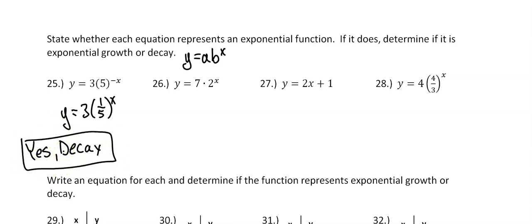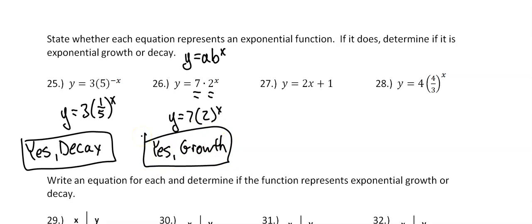because the b value is that proper fraction. So the answer here, yes, this one is, but it's decay. Okay, this one doesn't quite look like we normally would have it, because normally we'd have the parentheses, but it's still y equals a times b to the x. So this is my a value, this is my b value, and this is my x. Normally we'd see it written like this instead, but it's the same thing. So this one, yeah, it's in that format. And this one's growth because the b value is bigger than 1.